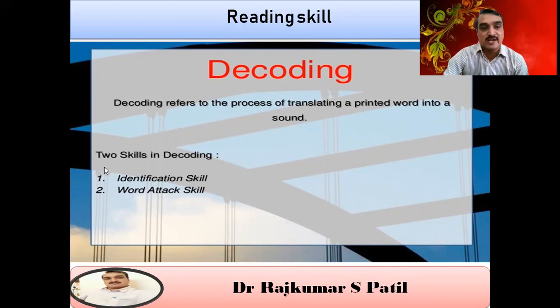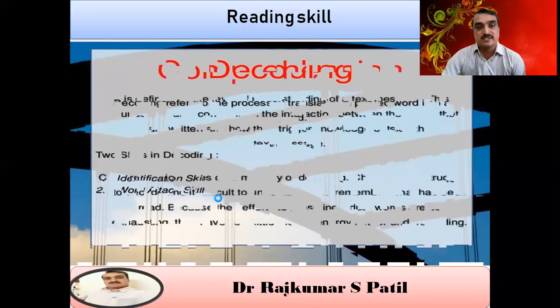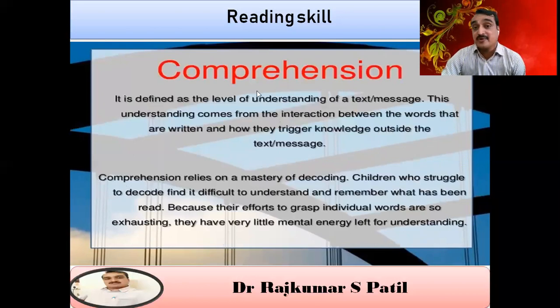Decoding again involves two skills. One is the identification skill and the other is the word attack skill, which is supposed to be understood in a better form. The second important component for understanding reading ability, students, is comprehension.